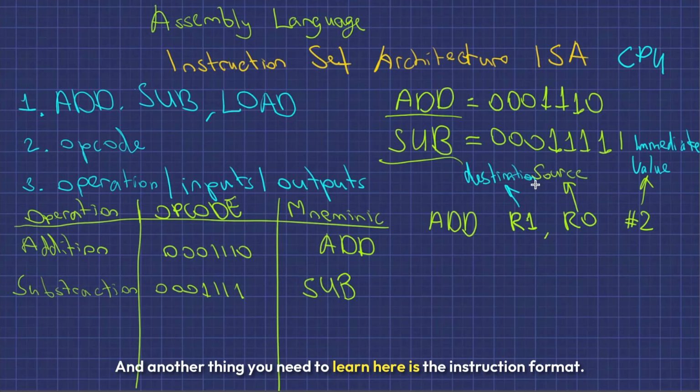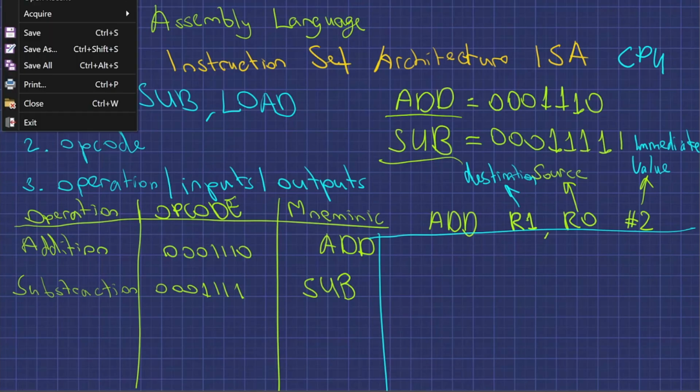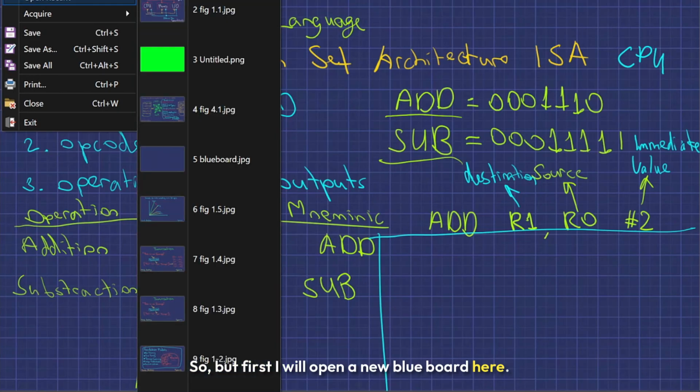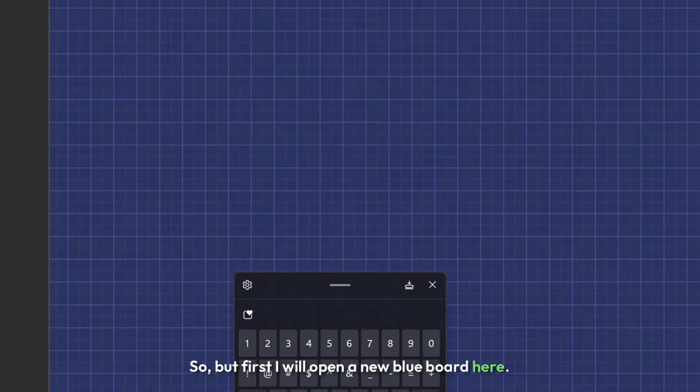And another thing you need to learn here is the instruction format. So we will put it all together here. Let's assume we are building a 16-bit instruction. That means every instruction is exactly 16 binary digits long. So we'll break the binary down. But first I will open a new blue board here.